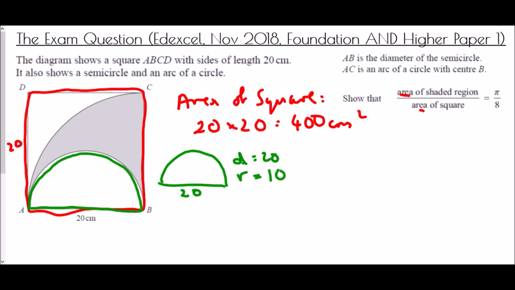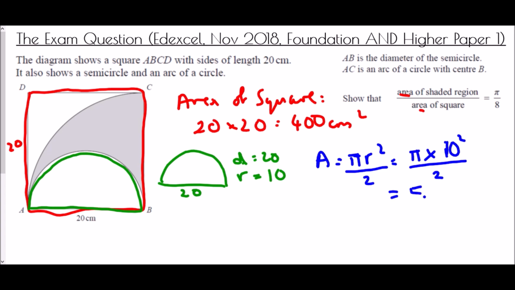Now we're dealing with area here, and so area is pi r squared. But in this case, this is only half of a circle, and so I'm going to divide it by 2. And so that's pi times the radius squared, so 10 squared all over 2. What is 10 squared? Well, 10 squared is 100. So 100 over 2 is 50, and so that is 50 pi. So this piece here has an area of 50 pi.